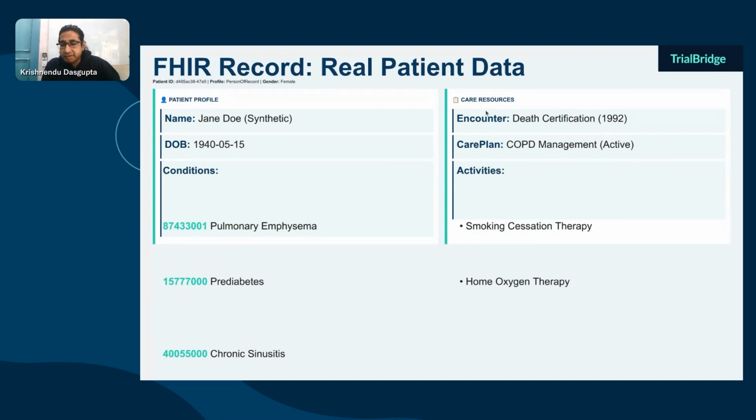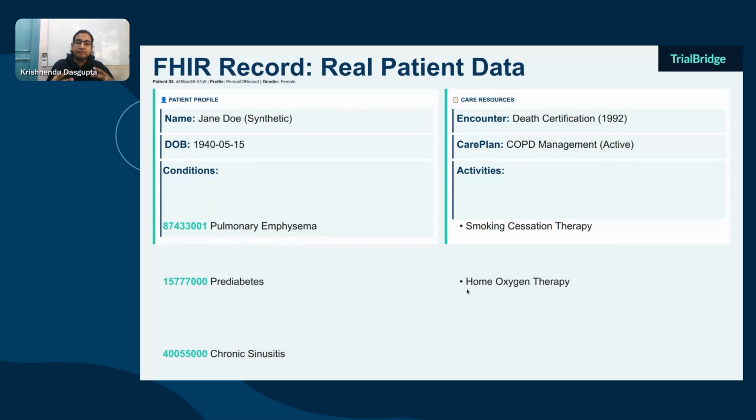Now, when we look into care resources, these are from an encounter perspective: what the encounter was, what the last encounter is, and whether the patient has died already. What was the care plan, is it active or not, and why is it active? A lot of things happen on the FHIR record. These are just records which are already there. Then what was the last therapy that was part of that care plan, for example a smoking cessation therapy or a home oxygen therapy.